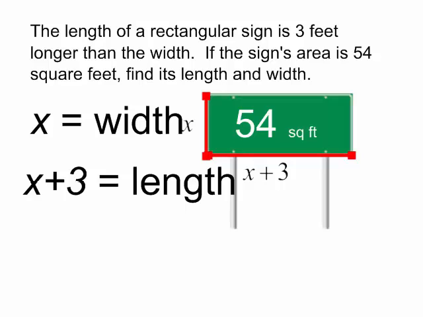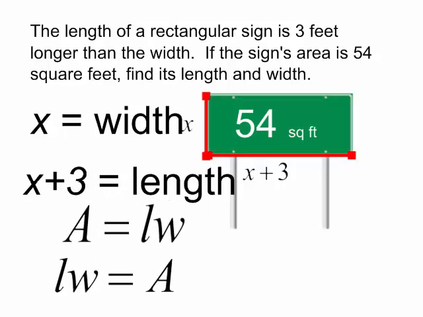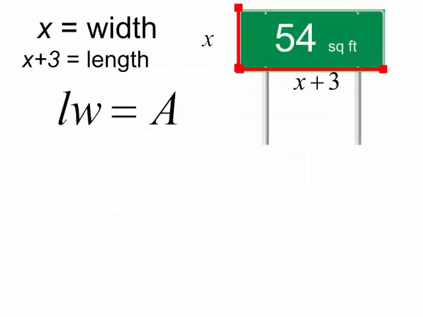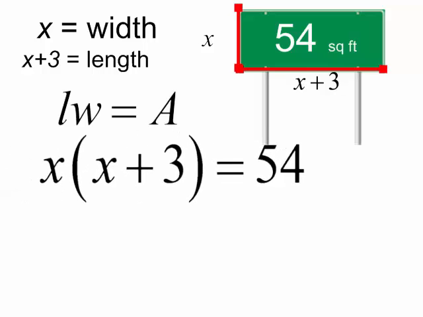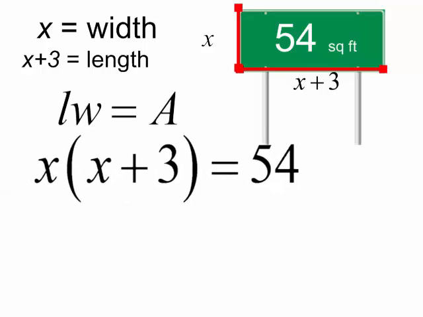And I know that the area of a rectangle is equal to the length times the width. Or I could say the length times the width is equal to the area. Let's set up this quadratic equation. I need to multiply the length times the width, and that will equal the area. So I will have x times x plus 3 equals 54. This is our quadratic equation.